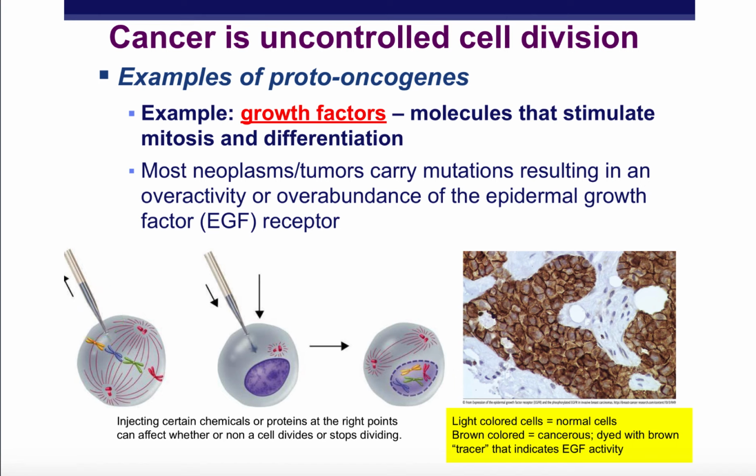But here's a classic example. This is actually cancer tissue. The brown stuff is cancer. The lighter color tissue is not cancer. In this case, the cancerous cells are dyed brown with a tracer, showing anything that's overexpressing the growth factor EGF that's coded by an oncogene or a proto-oncogene. It's going to be browner than the other tissues around it. So you'll notice that the cancer cells around here have way more growth factor expression than the lighter tissue around it.